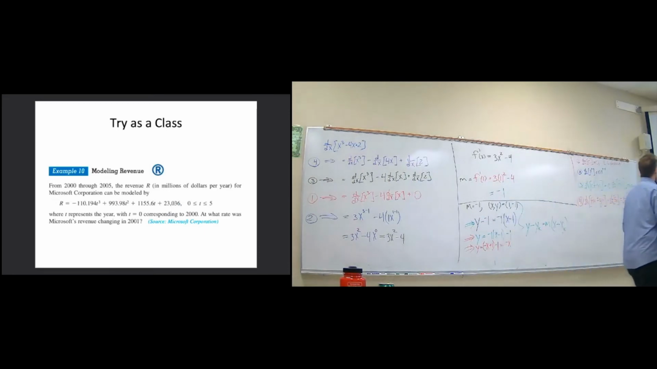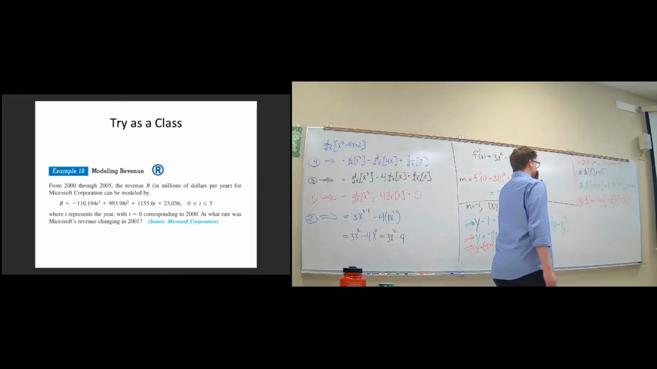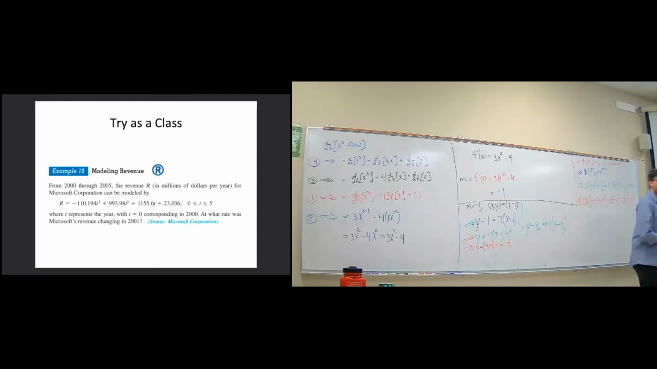So what we want to do is we want to find the rate of change in the revenue for year 2001. So, excuse me, t equal to 0 is going to correspond to 2000. And revenue is going to be this function here. So we want to find the derivative. And we want to plug in t equal to 1, right? So what's the derivative of this?